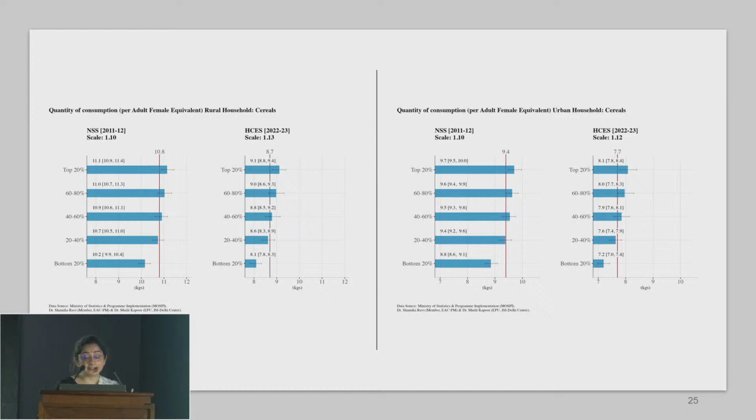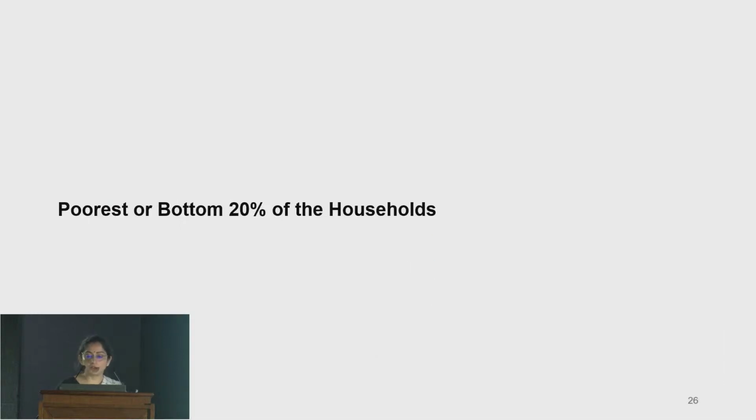If you look at just the urban households, 9.4 kilos per person, it is down to 7.7. Now, please note the magnitude of it, and it's happening across quintile groups. Even the poorest segment used to consume 8.8. Today, it is down to 7.2. So cereal consumption on the whole, across consumption classes, across sectors, is declining.